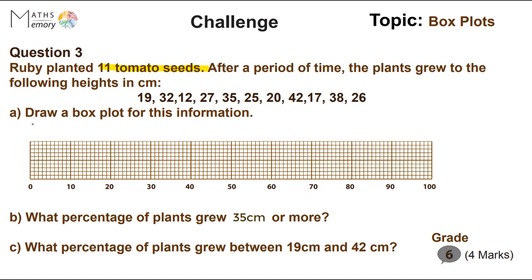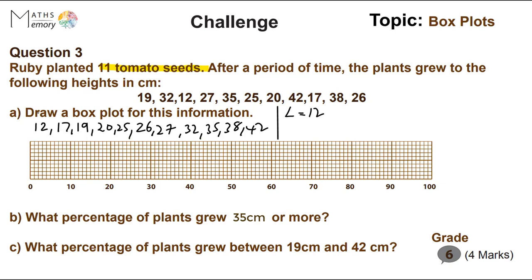So we have 12, 17, 19, 20, 25, 26, 27, 32, 35, 38, 42. It's always good to cross them off as we go along. But anyway, let's find out what these 5 statistics are. So first of all, the low. Low is very easy. The low, L for low, will be 12. You can see it over here, the first number. Second statistic, lower quartile. So this will be (n plus 1) over 4.